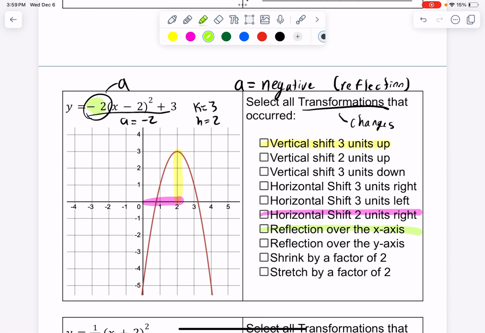But that's not all. When our a value is greater than 1, we have a thing that's also called a stretch. So think of like a piece of candy. When you have a piece of candy and when you stretch it or make it longer by 2 times as long, that candy thins out in the center. So when our graph is being stretched, our graph actually gets thinner. It goes inside. So when our graph gets thinner, we call that a stretch by a factor of 2.